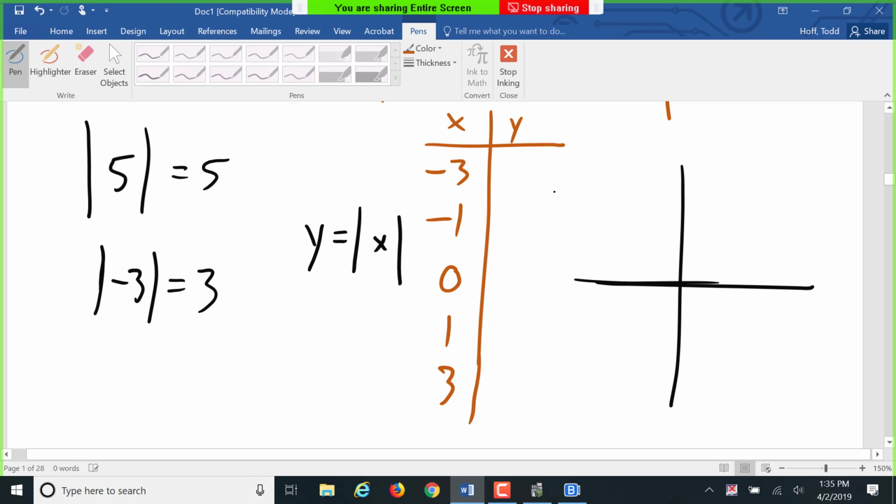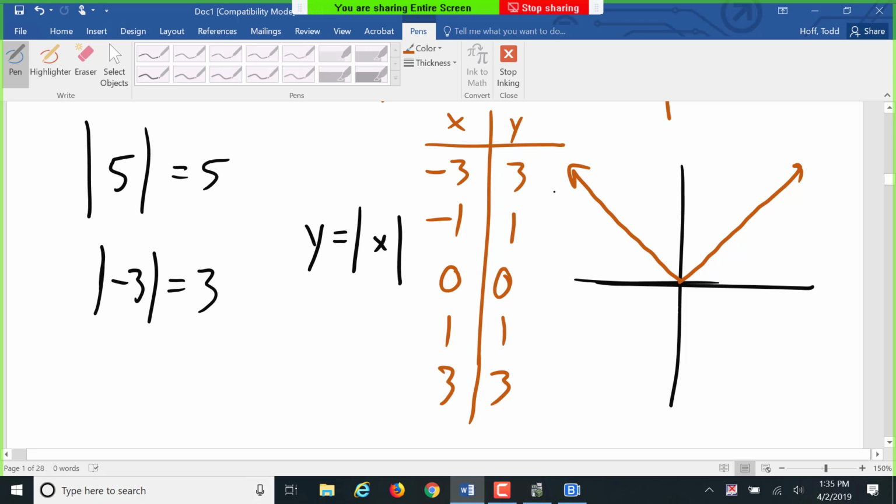Well, if I pick values for x, if x is negative 3, what's y have to be? 3. If x is negative 1, y has to be 1. If x is 0, y is 0. If x is 1, y is 1. And if x is 3, y is 3. So what we have here is a V.